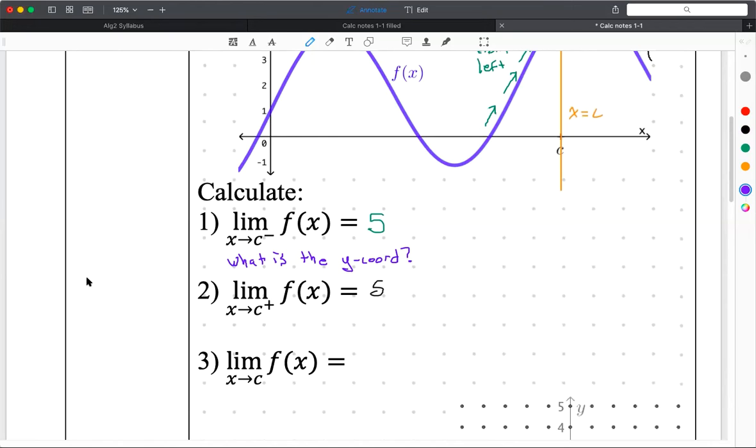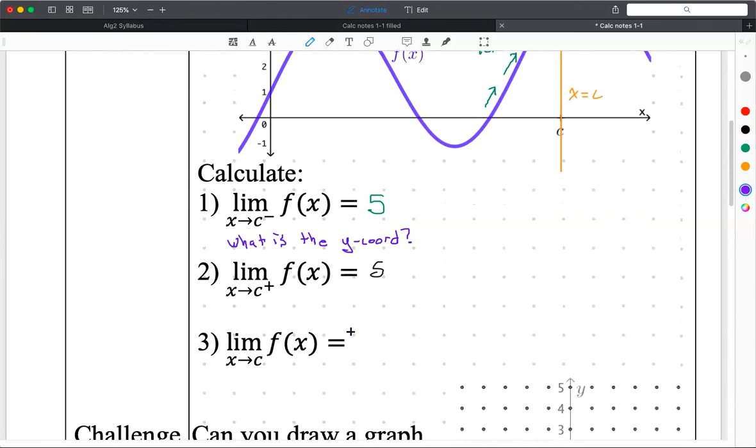Number 3, I'm going to start cold calling on people. We're going to go for Teflon again. How do I read number 3, Teflon? Limit of f of x. Perfect, keep going. Approaches C from both sides. From both sides, there it is.